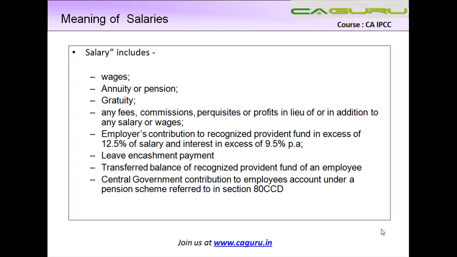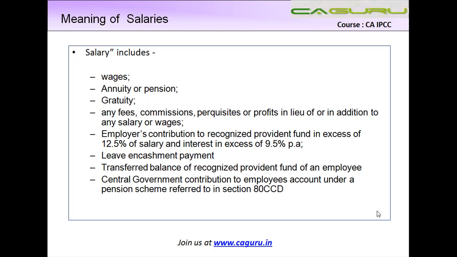Okay, so now let us see what we mean by salaries. This definition of salaries is given under section 17 and it is an inclusive definition. You all must know the meaning of inclusive and exclusive definition, but for the sake of repetition, I'll explain it again. So section 17 says that salary includes.